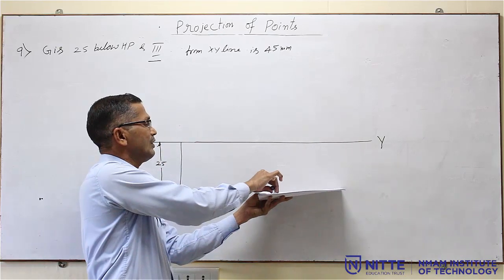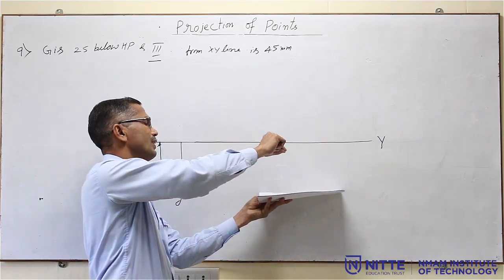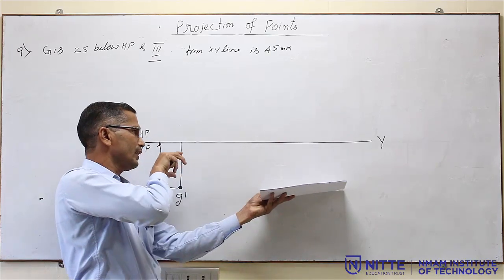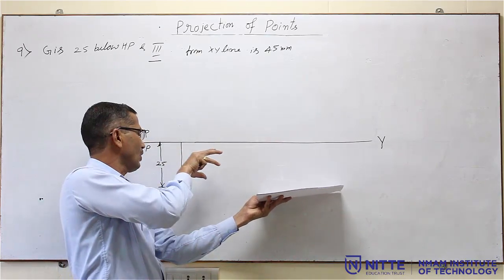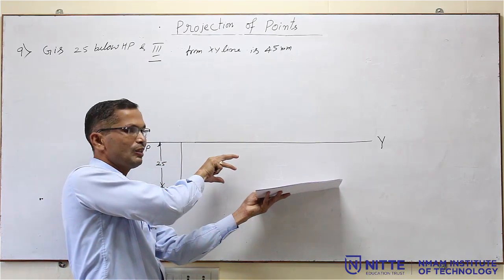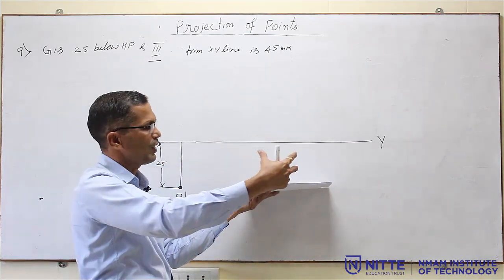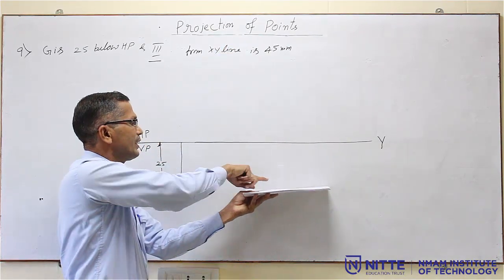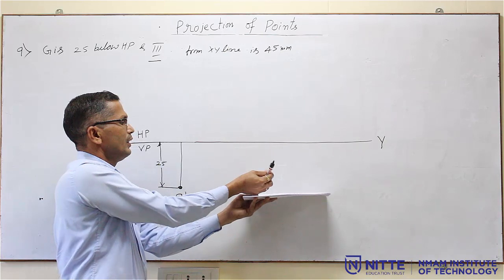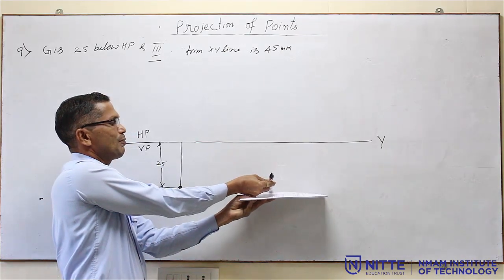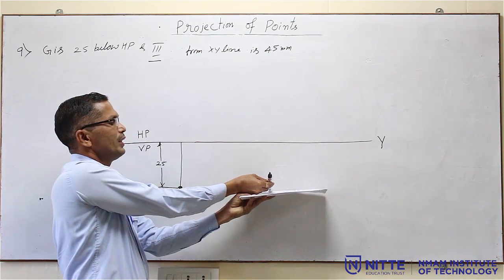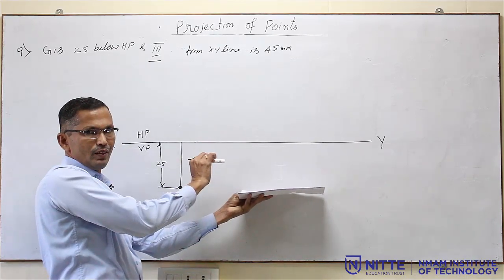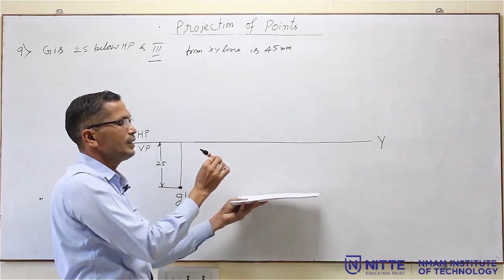So, shortest distance from here means, if suppose the point is here and this is the shortest distance, this distance I can see only in the side view or only in the profile view. I cannot see it from the front or from the top. This pen represents the shortest distance from XY line. So, this length is visible only in the profile view.